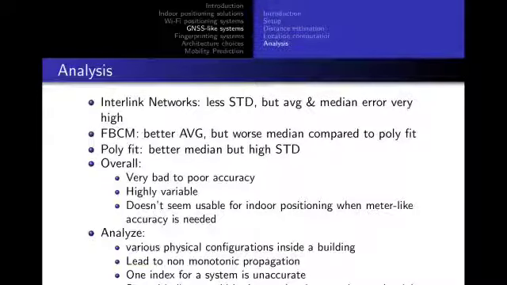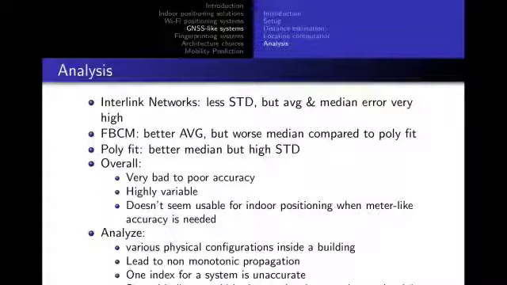So I was telling you that as a global analysis, for the GNSS-like systems, we observe an overall very bad to poor accuracy, highly variable errors, so with high spread along with the average value, and it doesn't seem usable for indoor positioning when we need meter-like accuracy. So as I said on the previous slide, if you have 20 or 30 meters errors, it's several rooms in the same building, so it's quite hard to use.